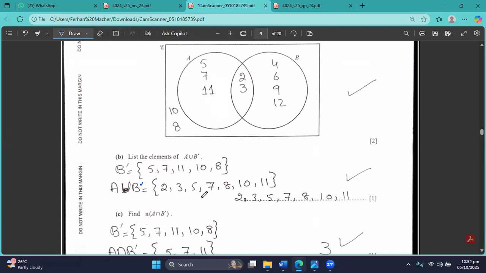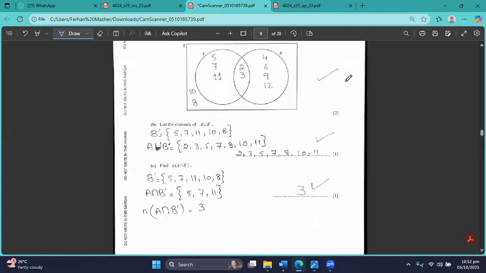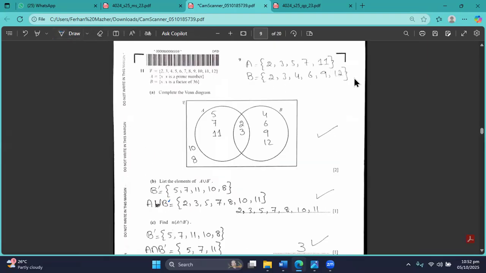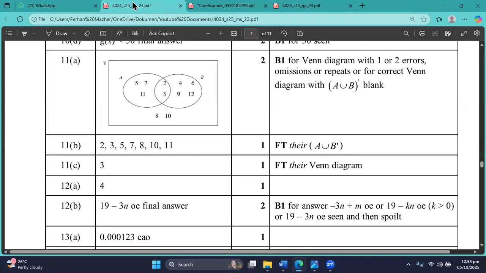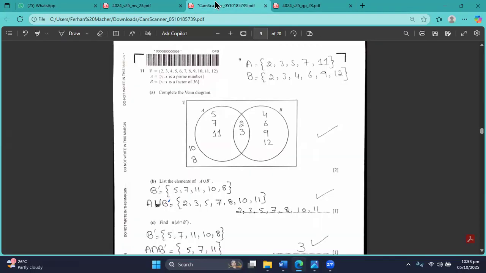Let me reduce the size so you can see the set A also with it. Because I'm going to take the union of A and the B complement. That will be 2, 3, 5, 7, 11, and 8 and 10. So the answer is 2, 3, 5, 7, 8, 10, 11. So our answer is right, sir.